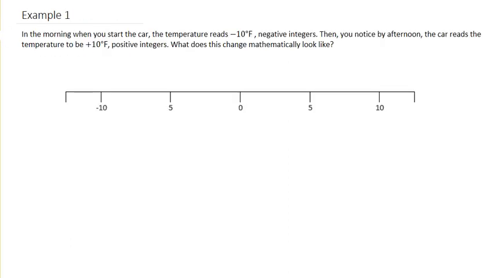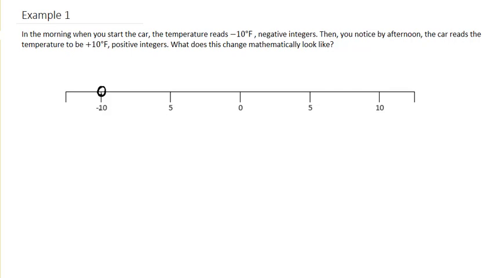Example 1. In the morning when you start the car, the temperature reads to be -10 degrees, which are negative integers. Then you notice by afternoon, the car reads the temperature to be +10 degrees, which is positive integers. What does this change mathematically look like? So we have a starting point, which is going to be at -10. And then we need to go to +10.